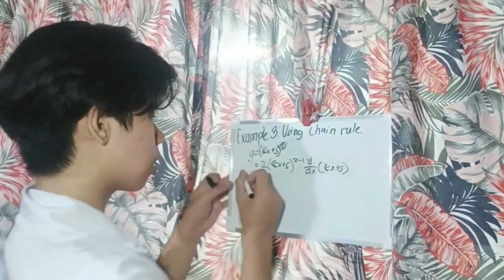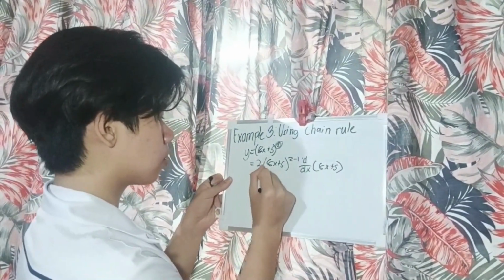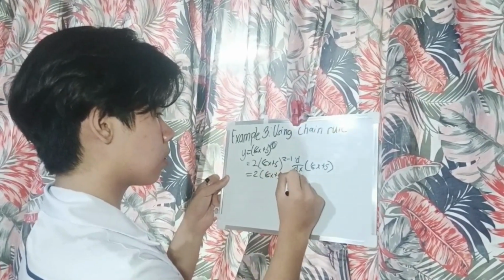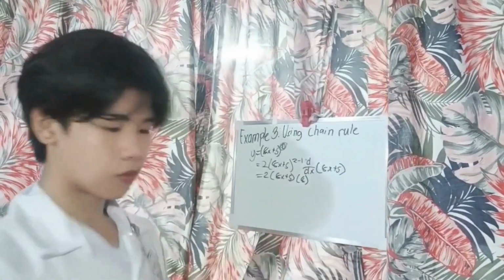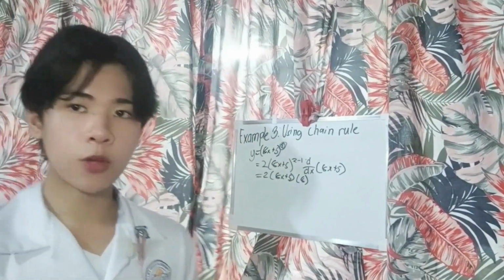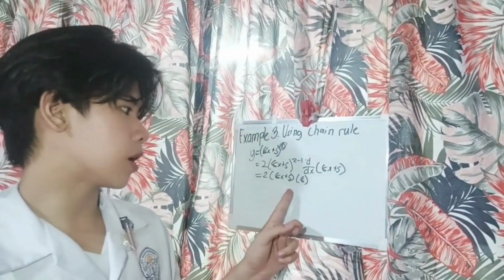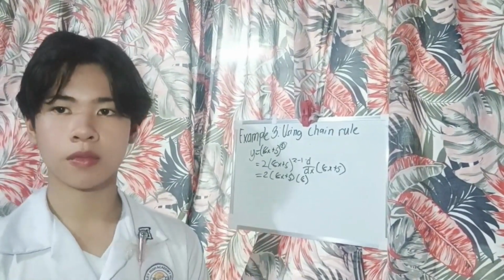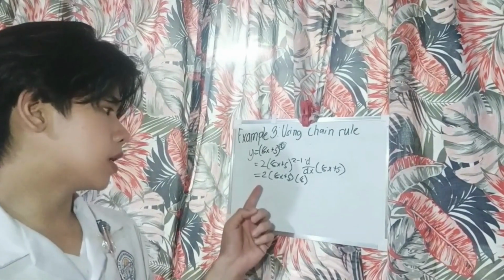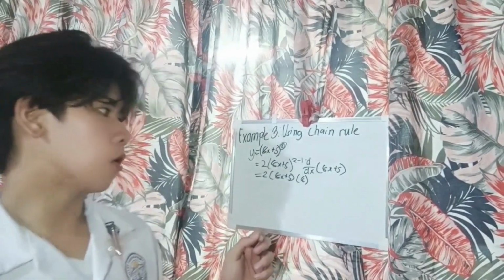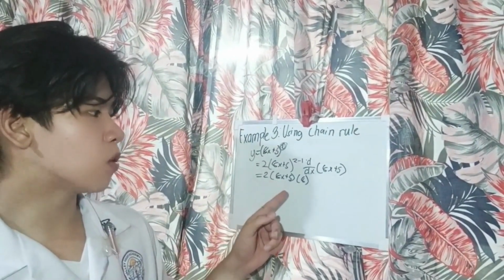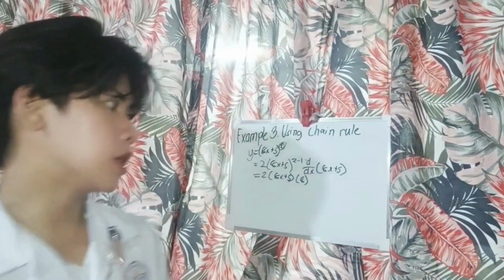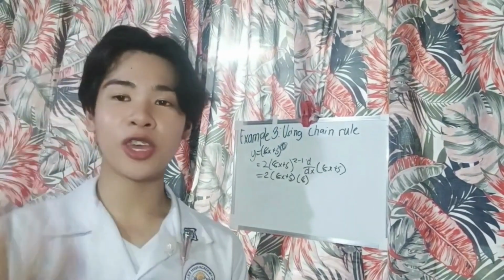And after we solve that, this is how it's going to look like: 2 times (8x plus 5) times 8. So let me break it down to you guys.